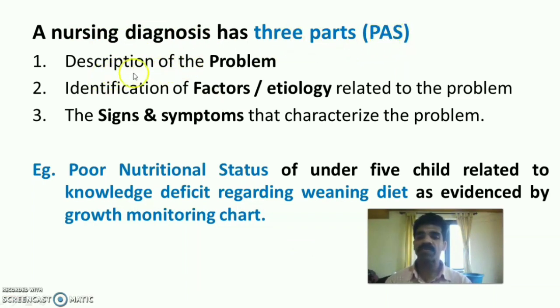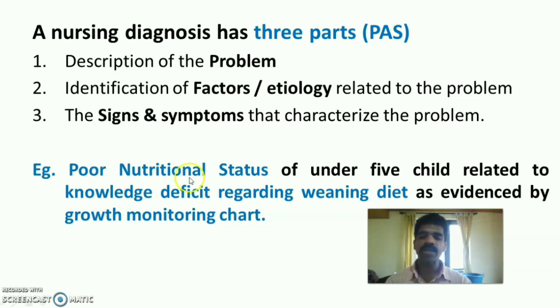The first part of the nursing diagnosis may include a description of the problem, the problem of the particular family member. Then identification of the factors or etiology for that particular problem, so etiology related to the problem, that is E, or you can write etiology AE. Then the last one is signs and symptoms that characterize the particular problem. So nursing diagnosis has three parts, that is PAS: problem, etiology and signs and symptoms.